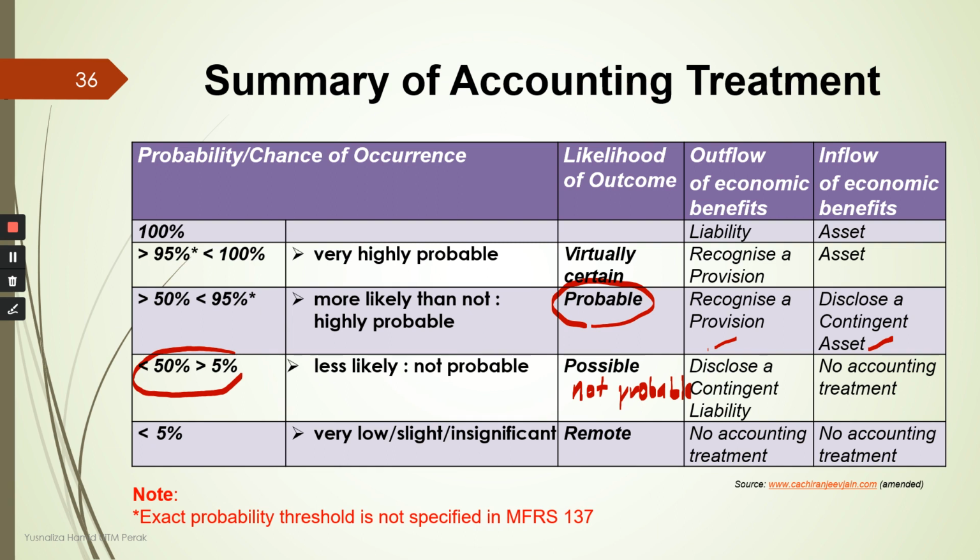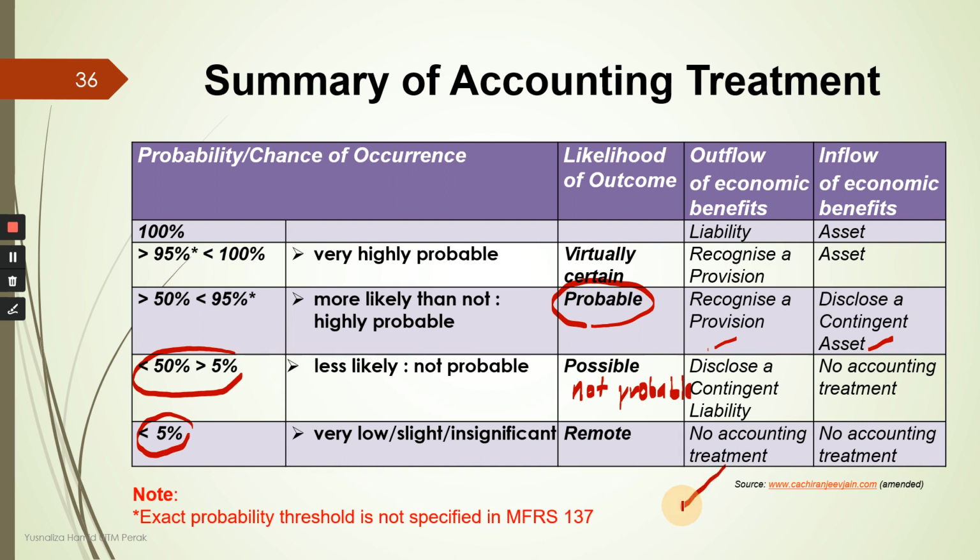The last one, if you have a remote chance, which is less than 5%, that the outcome or the chance of occurrence is 5%. So it's a very low percentage, a slight percentage, which is very insignificant. That likelihood is called remote. When that is the case, there is no accounting treatment.